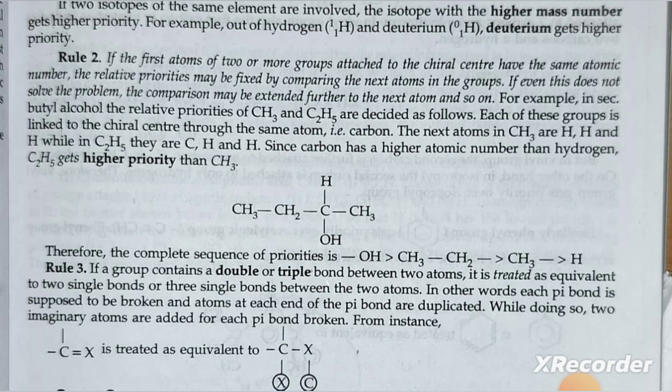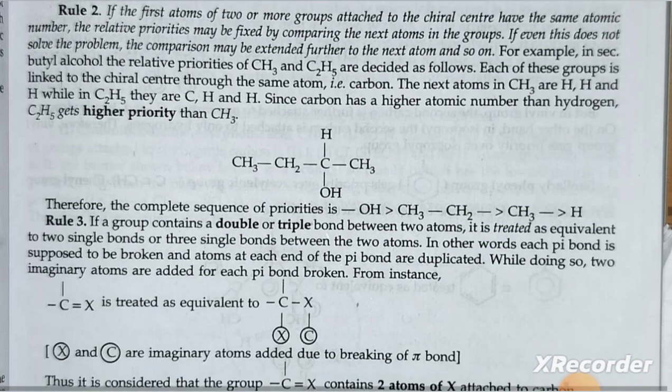Each of these groups is linked to the chiral center through the same atom, carbon. The next atoms in CH3 are H, H and H, while in C2H5 they are carbon, hydrogen and hydrogen. Since carbon has a higher atomic number than hydrogen, C2H5 gets higher priority than CH3. Therefore, the complete sequence of priority is OH greater than C2H5 greater than CH3 greater than H.